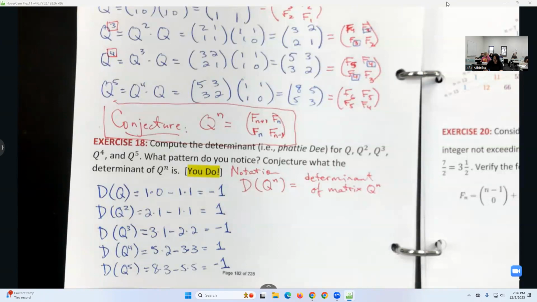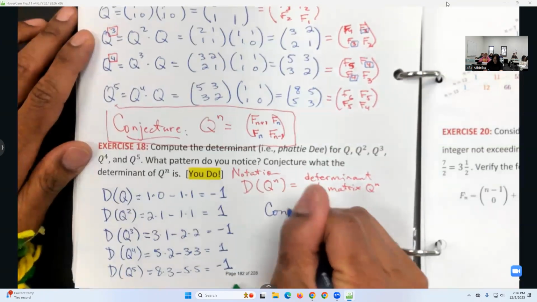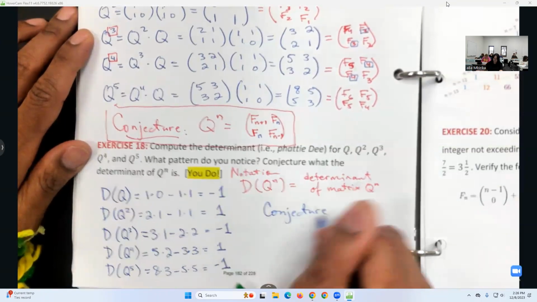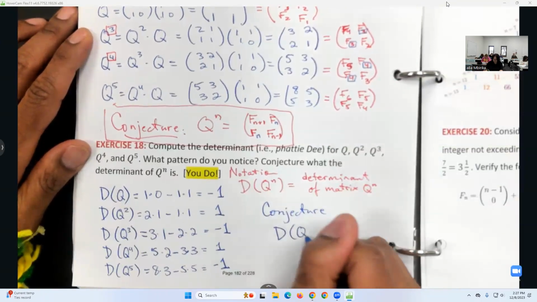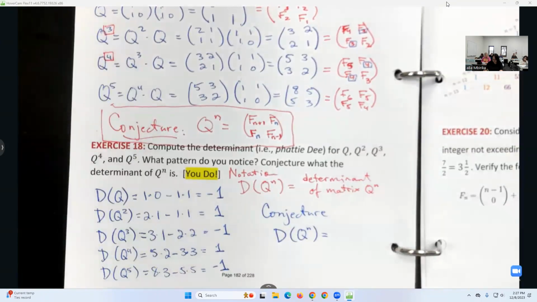It's cool. So we need a conjecture, because that's what we do. The determinant, or fatty D, of the matrix Q to the n. Now, there's a bad way we can do this. We can say it's -1 when the exponent is odd and +1 when the exponent is even. But that's a sentence. Can we find one single function that gives a -1 every time I feed it an odd number and a +1 every time I feed it an even number?